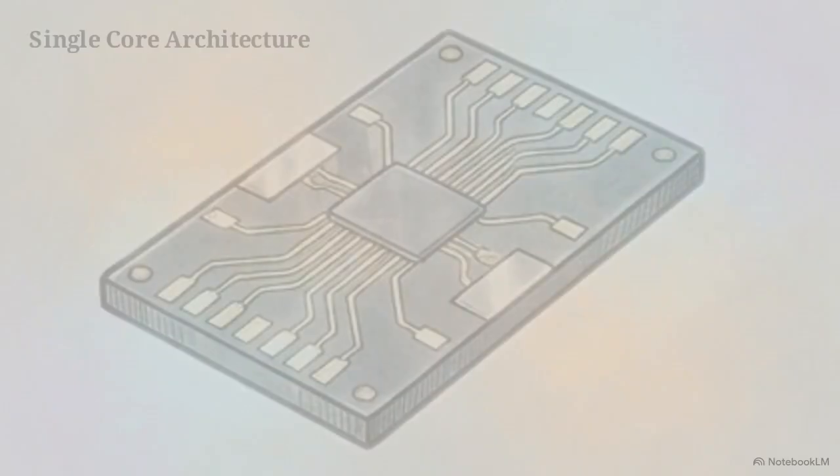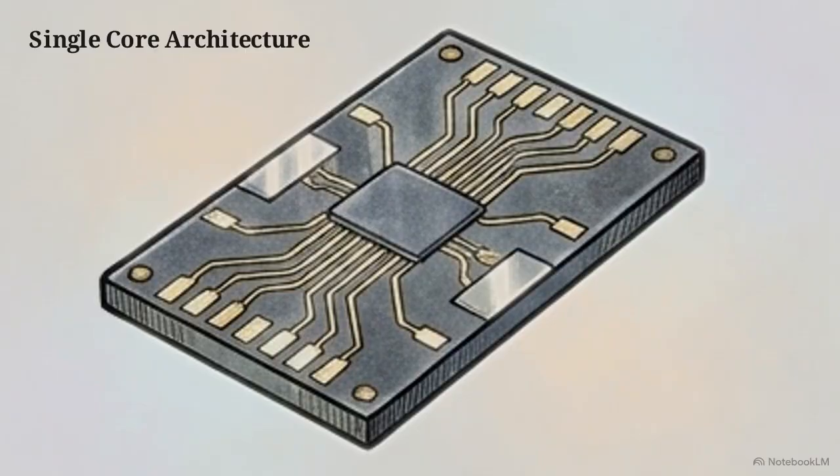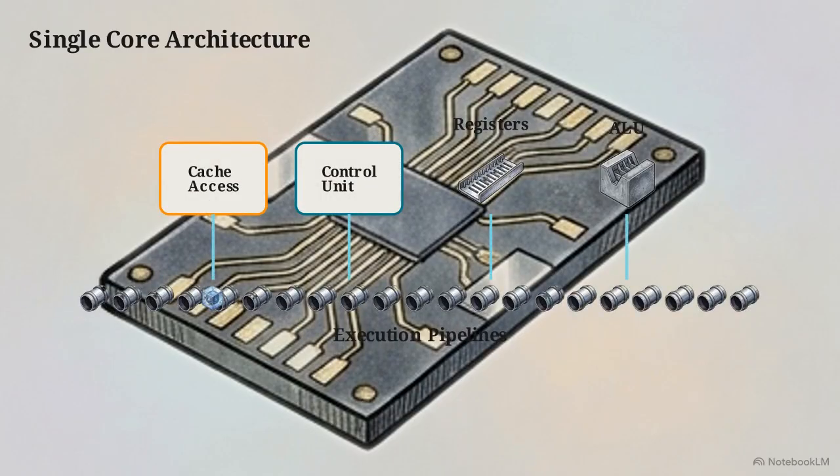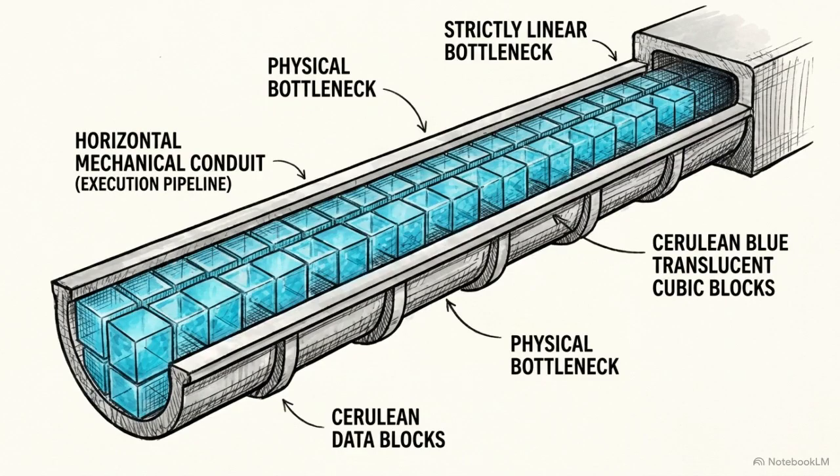To see how instructions flow, this blueprint breaks a single core down into its essential subcomponents: arithmetic logic unit, registers, control unit, cache access, and execution pipelines. Notice the data blocks moving through the pipeline. The core processes this stream in sequence. The structural limitation here is rigid. A single execution pipeline can only compute one primary stream of instructions at any given moment.